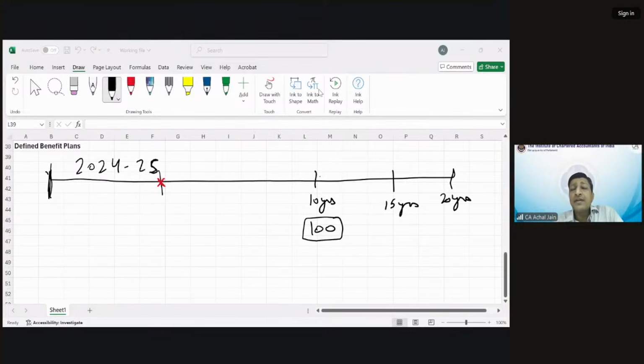Then you may have another assumption about the mortality rate. Some of the employees may stay, some of the employees may leave. Attrition rate. Similarly, various other assumptions could be used for the purposes of estimation of this liability.